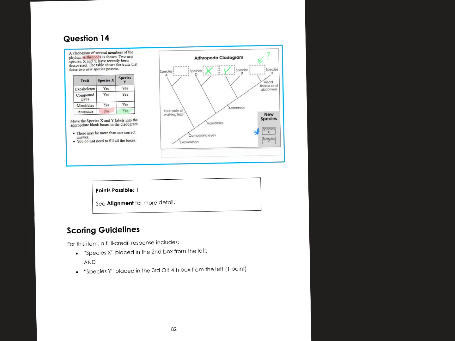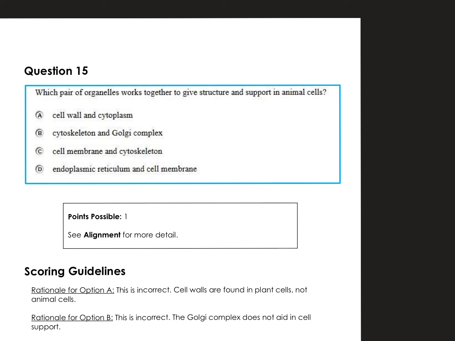All right, very good. Which pair of organelles work together to give the structure and support for animal cells? The cell wall and the cytoplasm. The cytoskeleton and Golgi body. So let's say structure and support. You would think, you see the word skeleton, I hope everybody's keying in on that. You think cell wall, certainly that is going to give you that. Cytoskeleton for sure, and cell membrane, right? And then the cell membrane, structure and support.